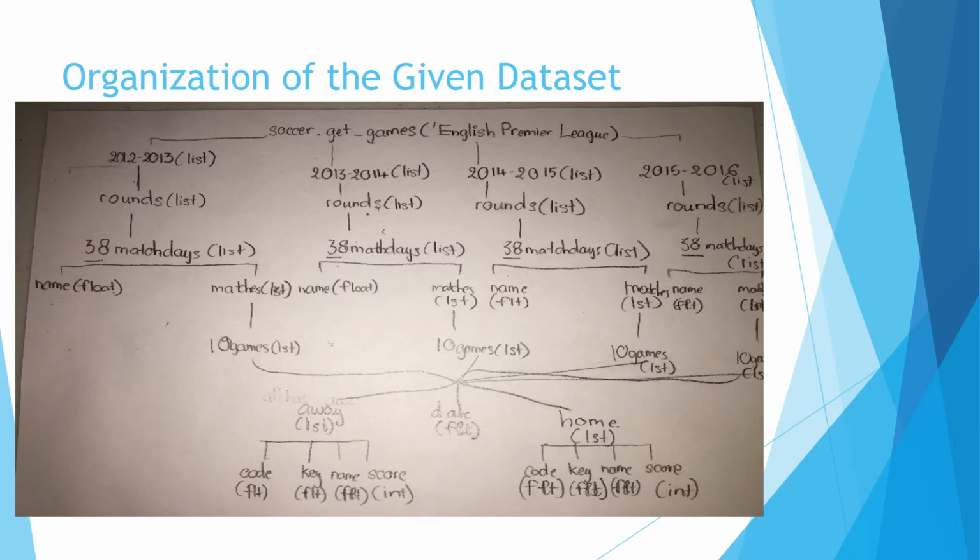That results in 380 games for each season, and within each game we have away, date, and home. Away is a list, date is a float, home is a list, and within that list we have code, key, name, and score. Code is a float, key is a float, name is a float, but score is an integer.